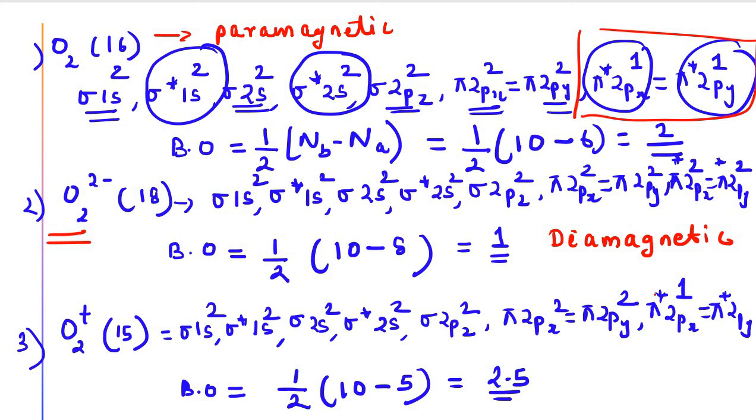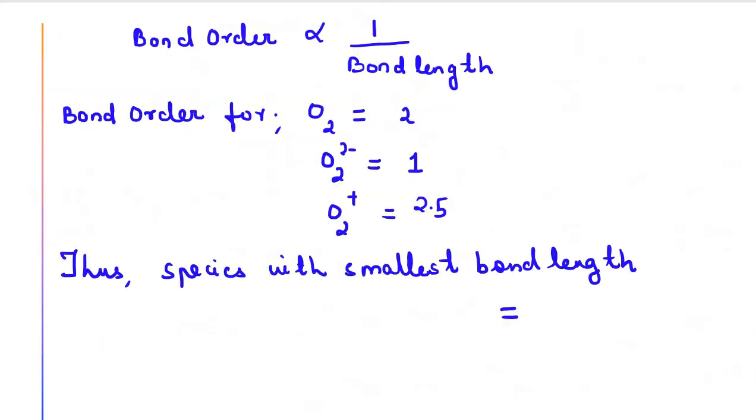Similarly, for O2 plus, again there is an unpaired electron. So again the species becomes paramagnetic in nature. Now one more thing that we have to study is that bond order is inversely proportional to bond length. So greater the bond order, lesser will be the bond length. So in our example, for O2 we have got the bond order as 2, for O2 2 minus we have got 1, and for O2 plus the bond order is 2.5.